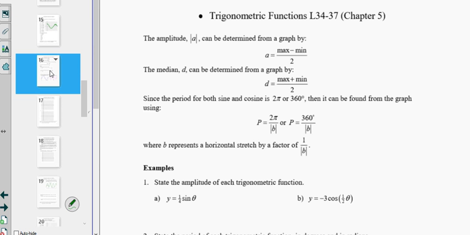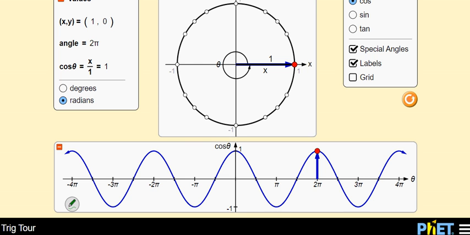Okay, so let's do some of these questions. All right, so the amplitude of these questions can be determined from a graph by taking the max minus the min, and dividing it by 2. Just to give you a bit of a reference for that, you take the max, right? If I take my max point, up here, my max minus my min.